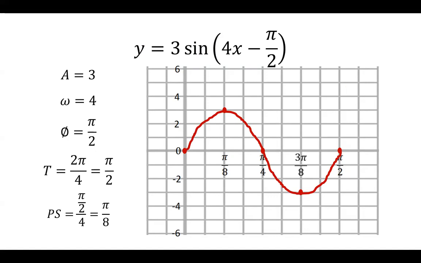3 sine of 4x. But now I have to account for this phase shift. I had that phi of pi over 2. So my phase shift is pi over 2 divided by 4, or pi over 8. Since it's minus, it's shifted to the right. So I'm just going to take my graph and move it to the right by pi over 8.